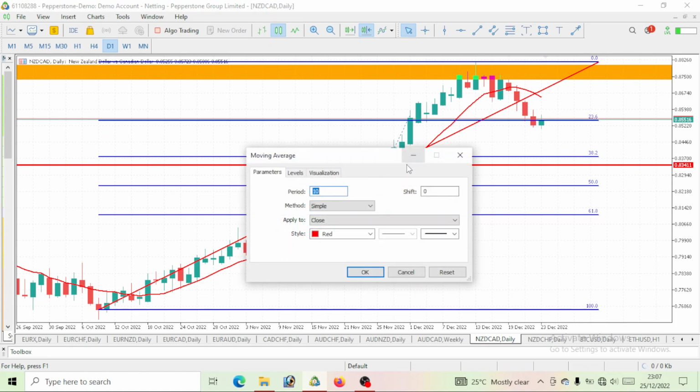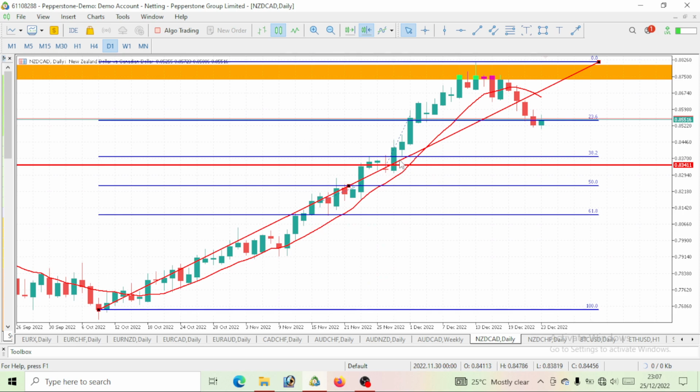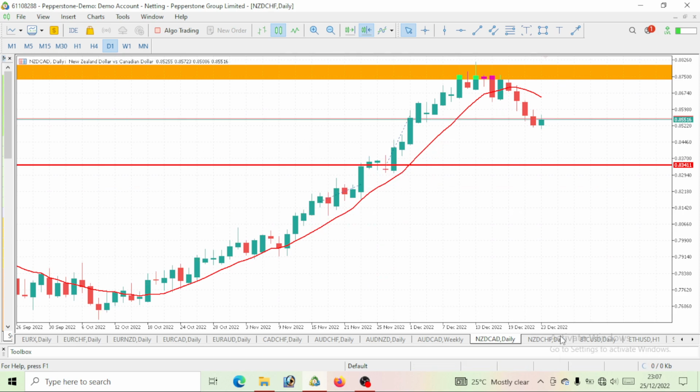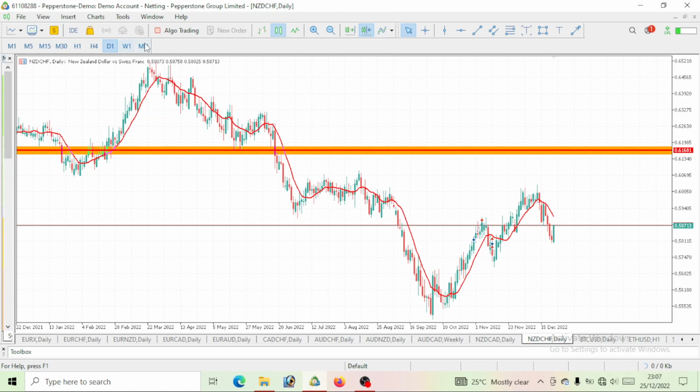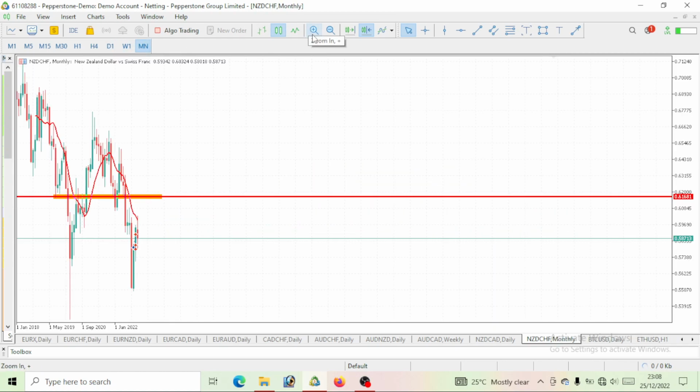Now let's take a look at the next one, or the last one, which is New Zealand dollar Swiss franc. So like I said, let's start with the monthly time frame.